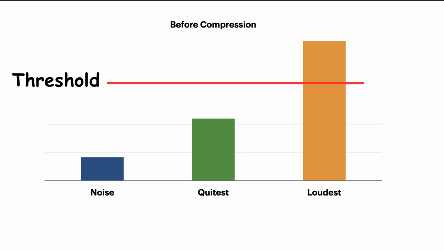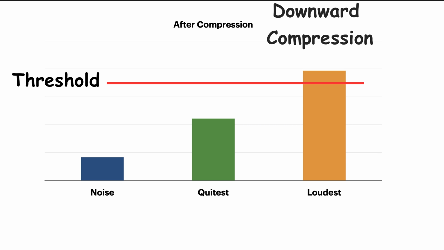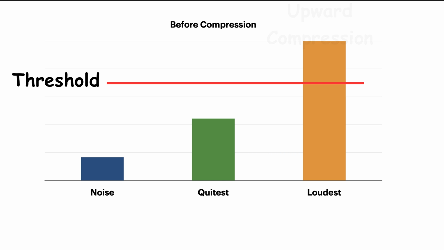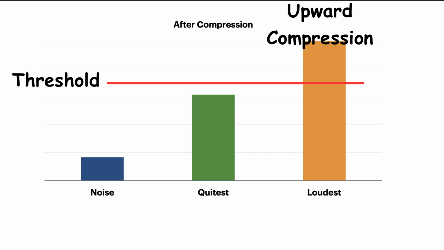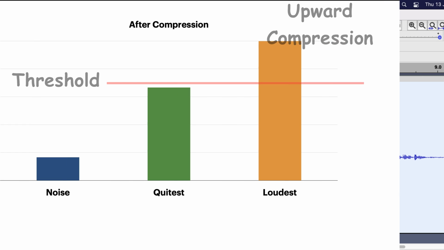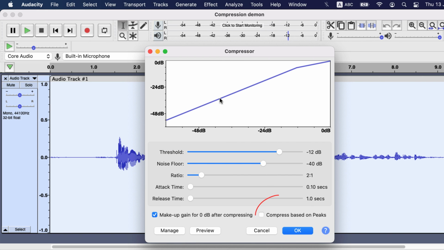In this illustration, we have seen the downward compression. Downward compression takes down the level above the threshold. Upward compression works in the opposite way, it levels up the audio below the threshold. This checkbox on compress based on peaks decides which compression to apply.